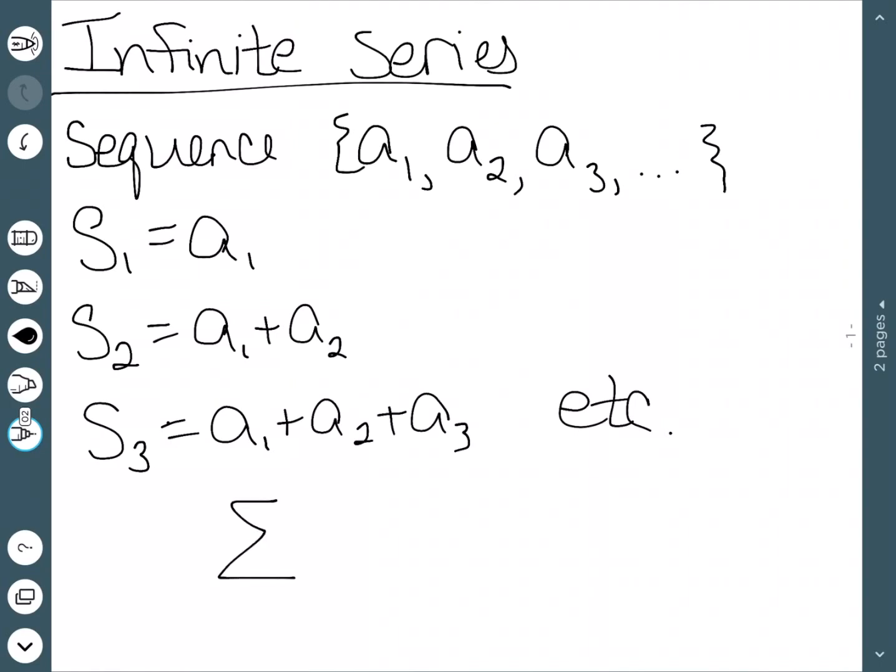We're going to write this as the sum from k equal to 1 to infinity of a_k. And this is an infinite series. The idea is we take a sequence and we're just going to add up all of the terms. So let's look at a few of these.